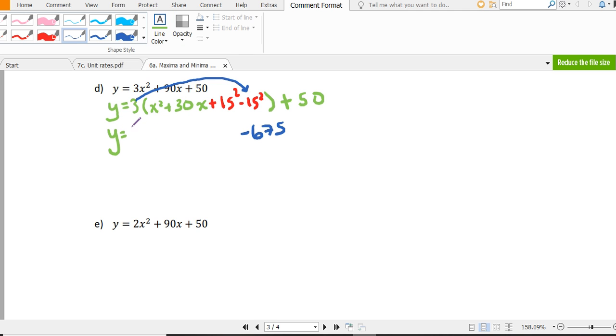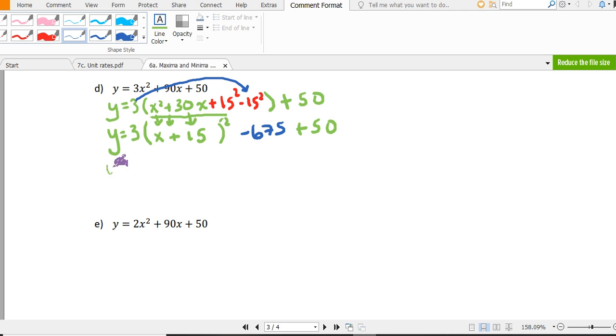So y equals, I'm just copying the rest of this down, and you know what? To save us time, I know that these 3 will just easily convert to x plus, and then whatever half of 30 is, which is 15 squared. Okay, and then don't forget the plus 50.